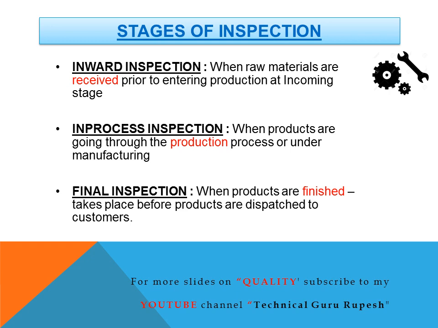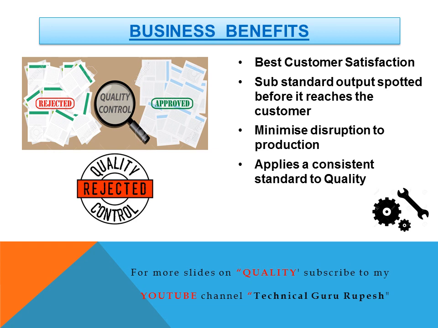And finally, you will also check the finished product before it goes to the customer. When products are finished, this takes place before products are dispatched to the customers. And this is also done referring to the quality assurance plan of the customer given to us. So in this way we have discussed the three stages of inspection.